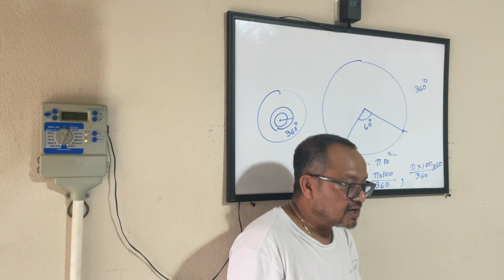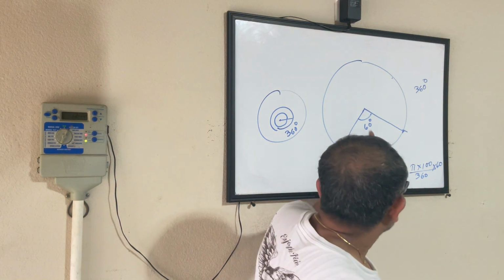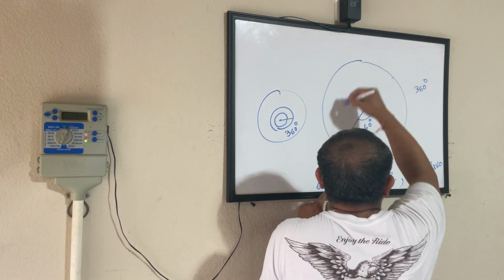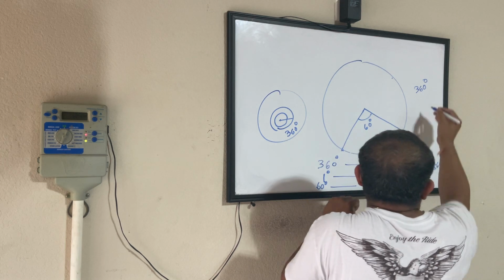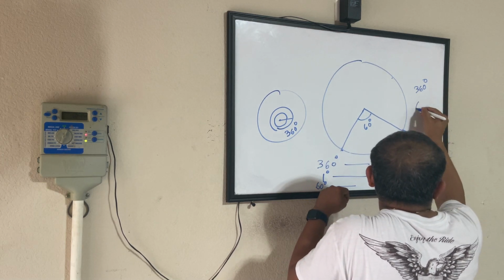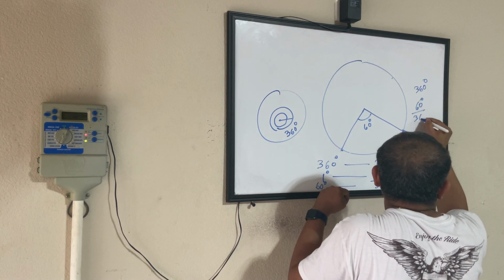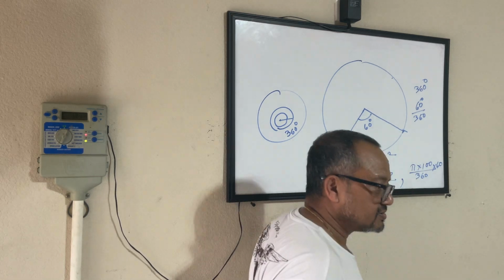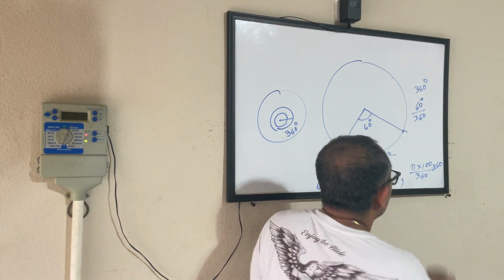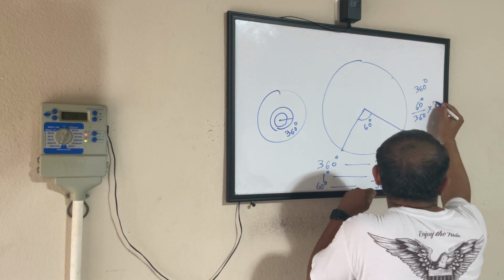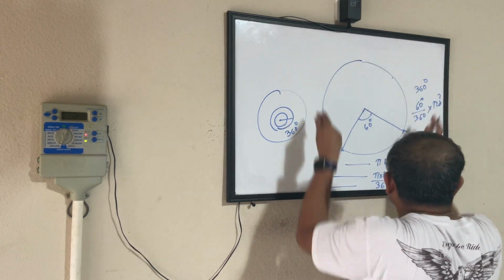How big a slice am I talking about? This slice would have been 360 degrees if the whole pizza was there. I am talking about 60 degrees out of 360. So 60 out of 360 is what I am talking about. 60 out of 360 of what? Of the whole pizza, the area of the circle that the pizza makes.